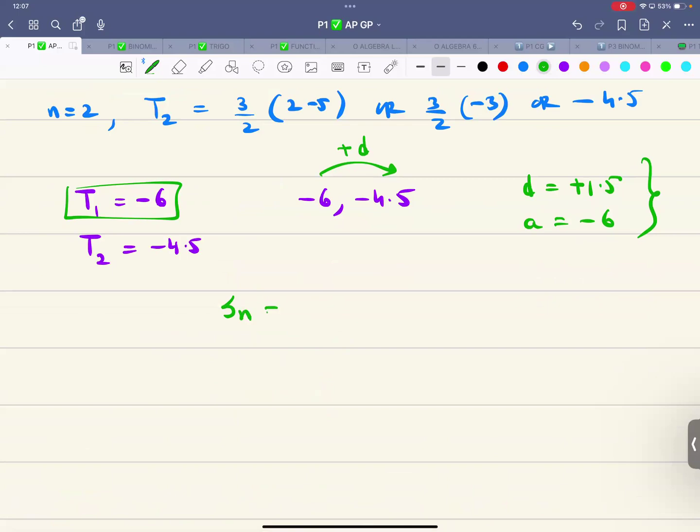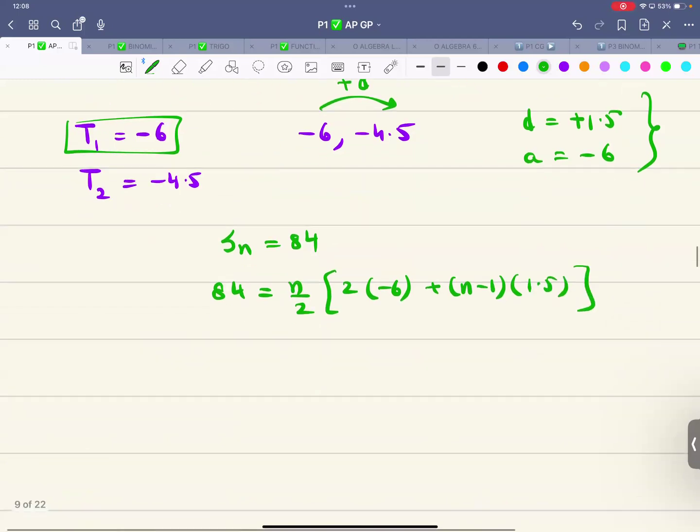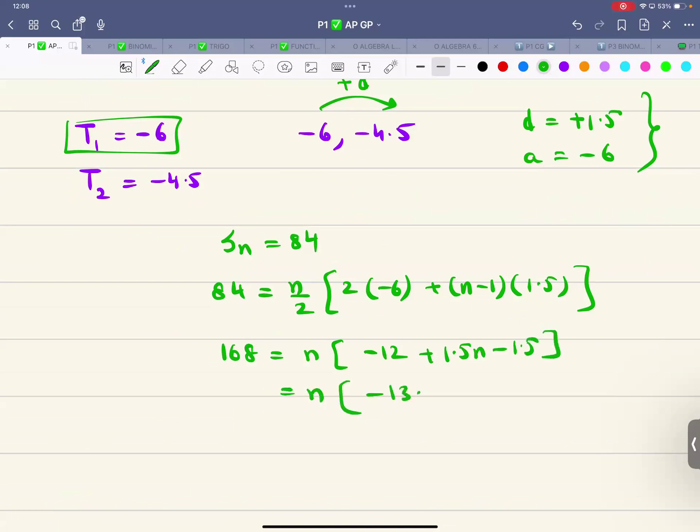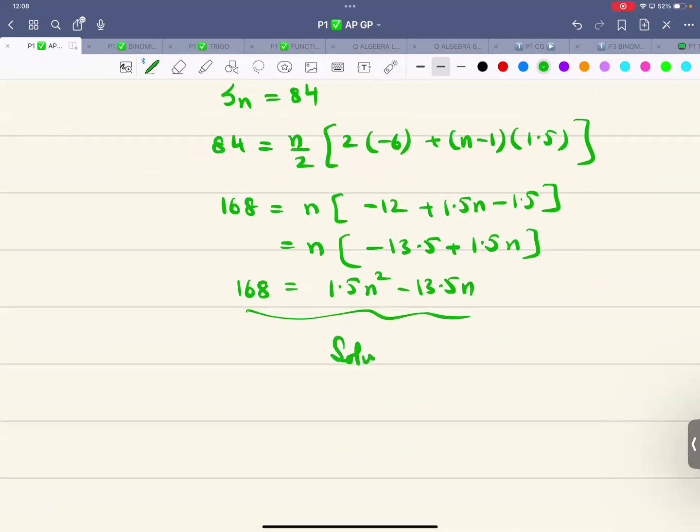So Sn is equal to 84. 84 is n divided by 2, 2a plus (n minus 1) multiplying with d, which is 1.5. So therefore, 168 equals n times (negative 12 plus 1.5n minus 1.5), which is negative 13.5n plus 1.5n squared. That is 1.5n squared minus 13.5n is 168. And then we simplify and solve this quadratic equation.